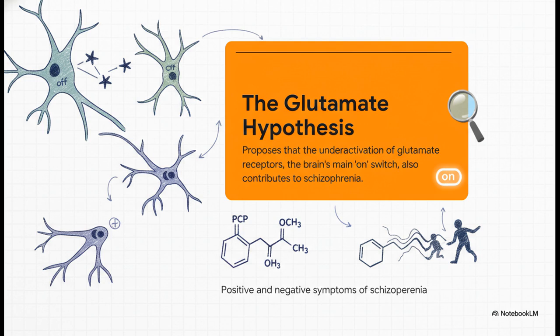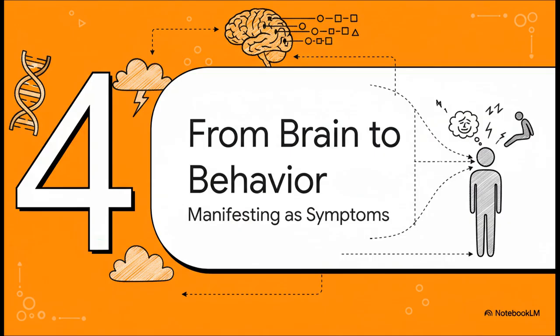And here's the crazy part. If you give a healthy person a drug that blocks these glutamate receptors, they can start to show symptoms that look a whole lot like schizophrenia. This has led scientists to think that maybe the whole dopamine mess is actually a downstream effect of a more fundamental problem with glutamate. Okay, we've got all the puzzle pieces on the table now.